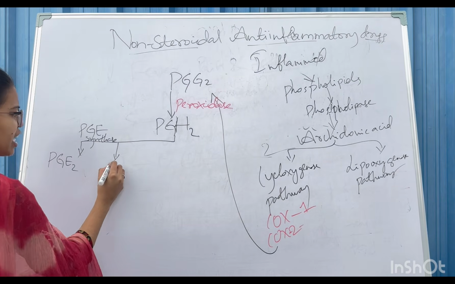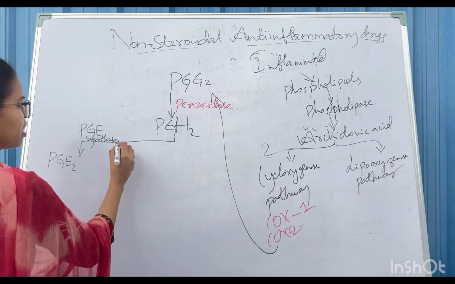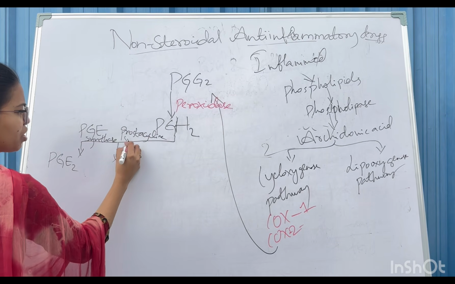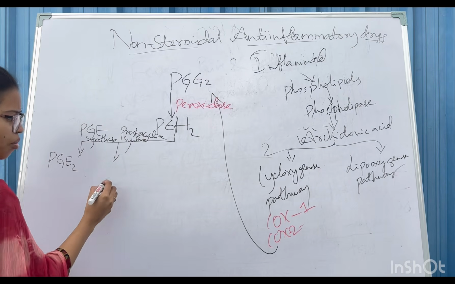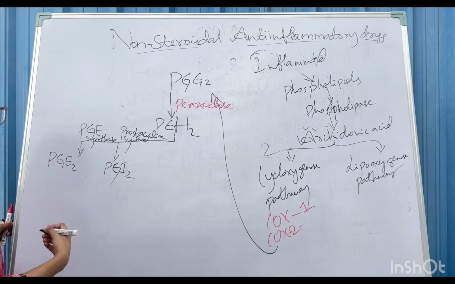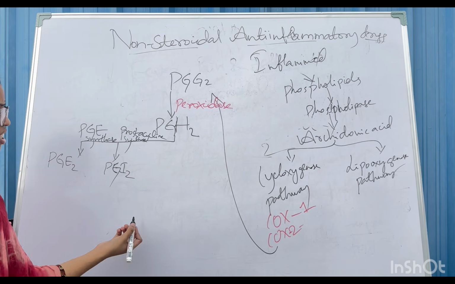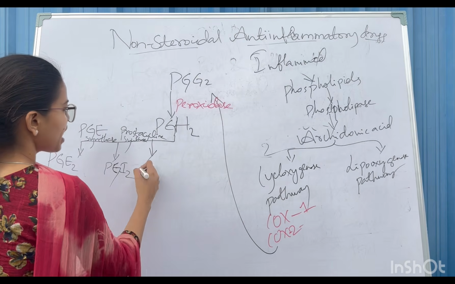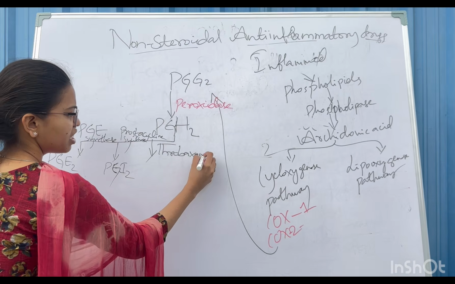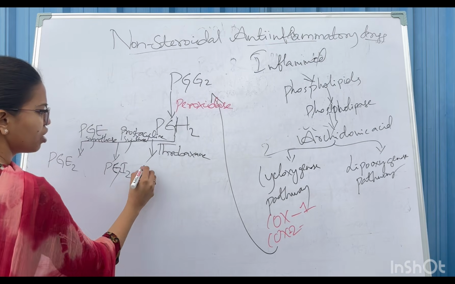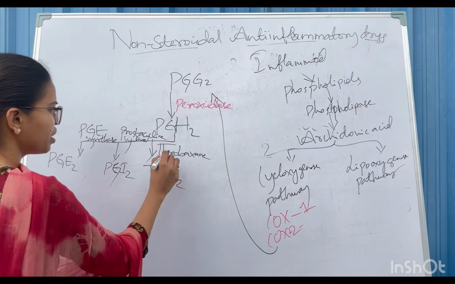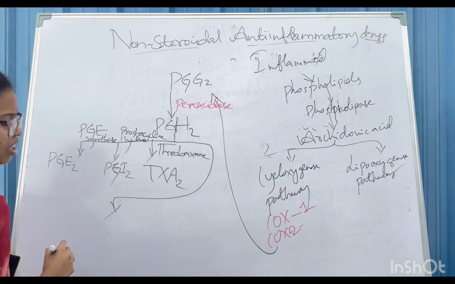Next substance: in the presence of prostacyclin synthase, it leads to the formation of PGI₂, that is prostacyclin. In the presence of thromboxane synthase, it leads to the formation of thromboxane A₂. Okay, and we are left with two other compounds.